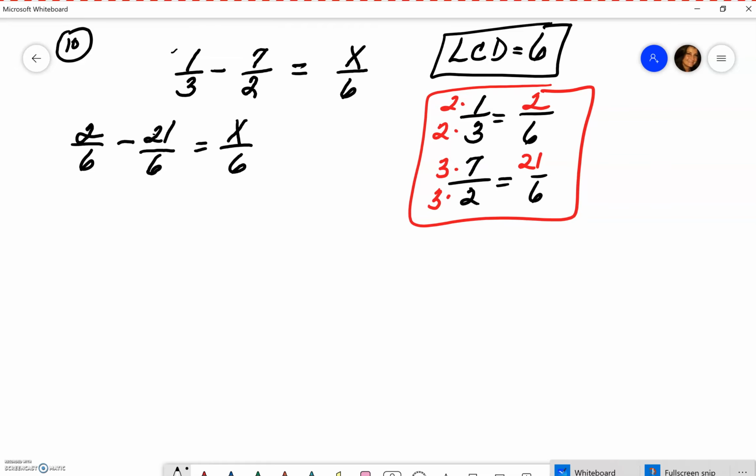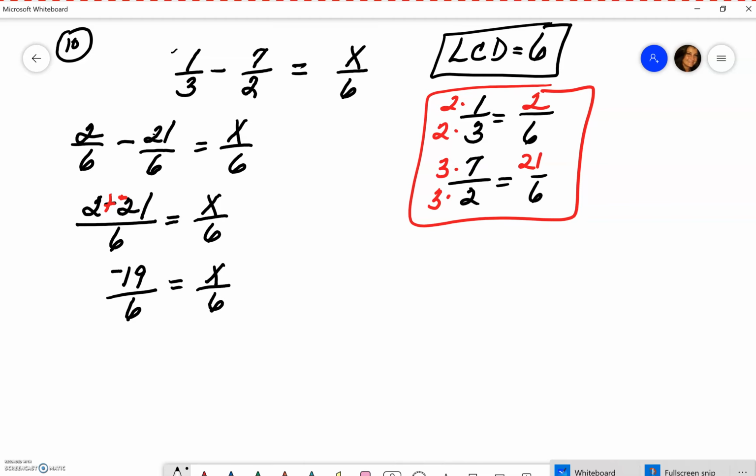Okay, now I'm going to just write it as one fraction, 2 minus 21 over 6, and just rewriting the right side. Remember the rule: change that to a plus, make this the opposite, subtract, take the sign of the larger number, which is negative 19 over 6, equals x over 6. Now we have that simplified on the left side.